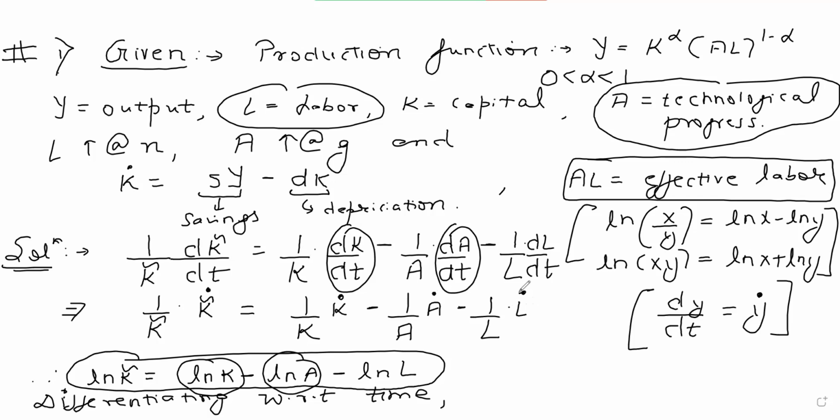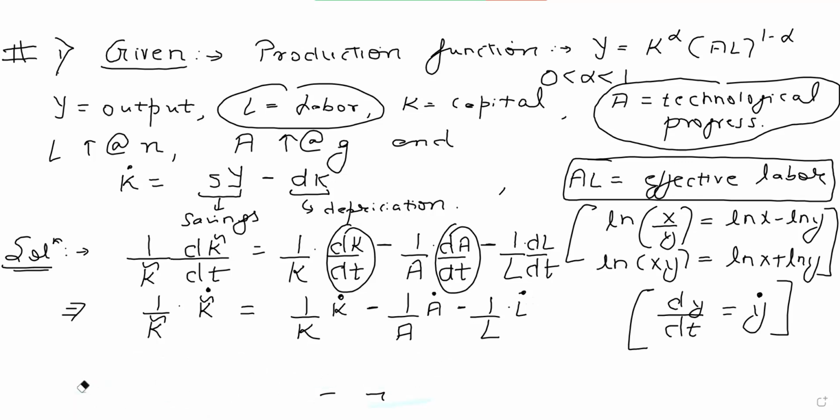So what does my equation look like? If I erase the bottom portion, it looks like this. K tilde dot by K tilde is equal to K dot by K minus A dot by A minus L dot by L.